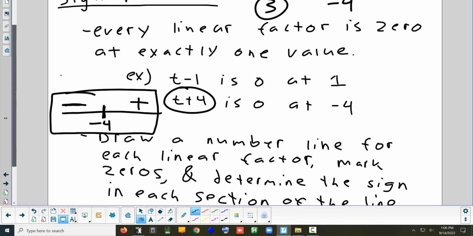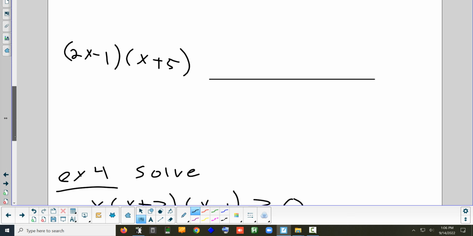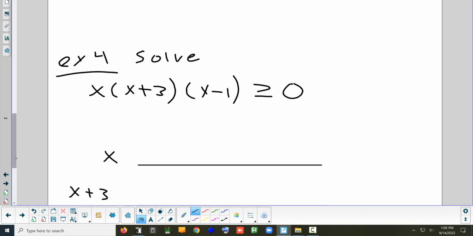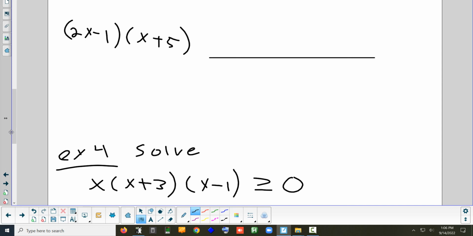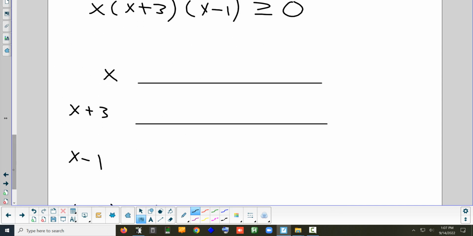Now, once you do it for each individual factor, you're going to have as many number lines as you do factors. So when we do this problem in a minute, this one's already factored for you into 3 factors. We're going to end up making 3 number lines. X plus 3, x minus 1.